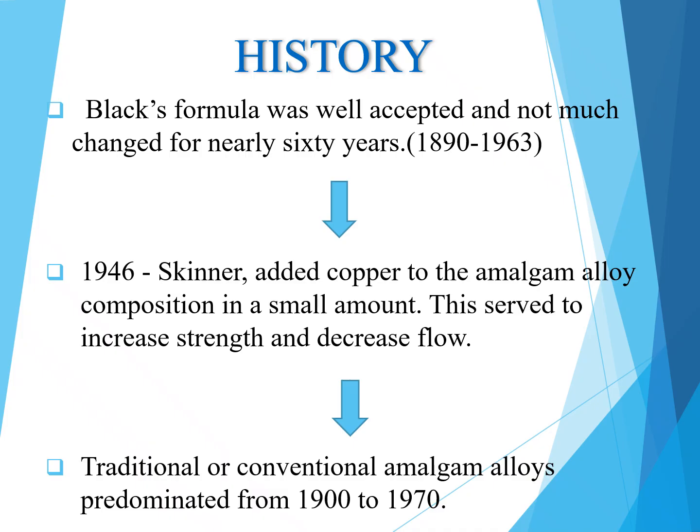In 1946, Skinner added copper to the amalgam alloy composition in a small amount. This served to increase the strength and decrease the flow. Traditional or conventional amalgam alloys predominated for 1900 to 1900.